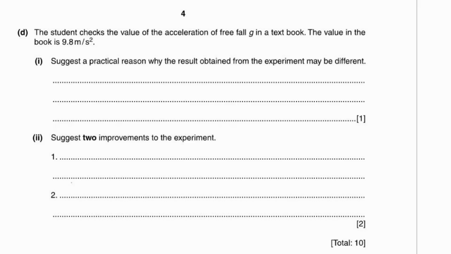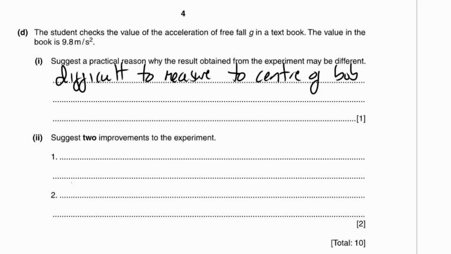So, first of all, it's difficult to measure down to the centre of the bob. That's quite a tricky thing to do. Another possibility that would go in here for a practical reason would be the reaction time from the starting and stopping of the stopwatch may create difficulties and errors that carry forward. So there we go. Difficult to measure to the centre of the bob. We only have to put down one practical reason.